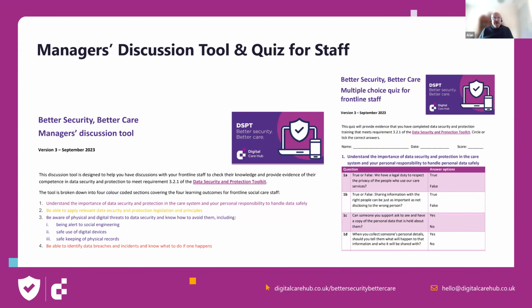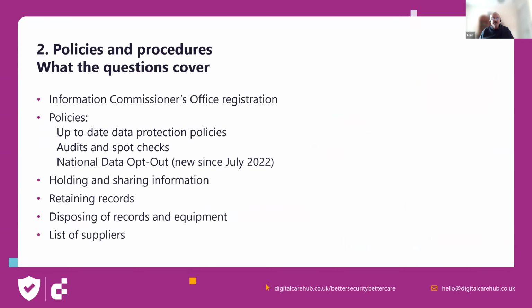So let's move on to the next section of the toolkit, policies and procedures. So what does the question cover? Well, there's 12 questions within this particular section. So it looks at ICO registration. So you need to check that you're registered with the Information Commissioner's Office. It covers what your policies need to cover to help keep the data you hold safe and secure, how you check that that's being implemented through audits and spot checks, etc.